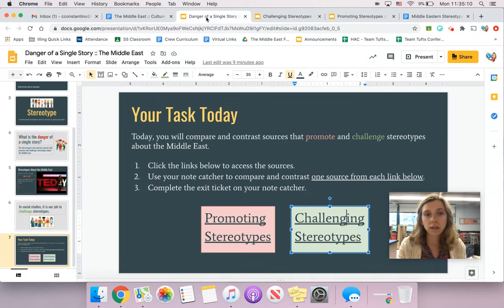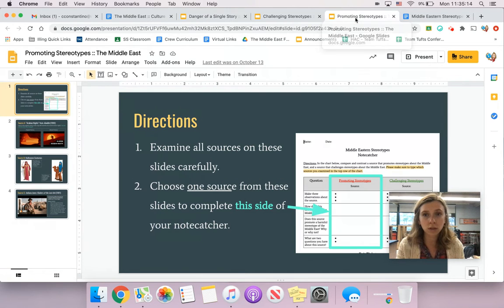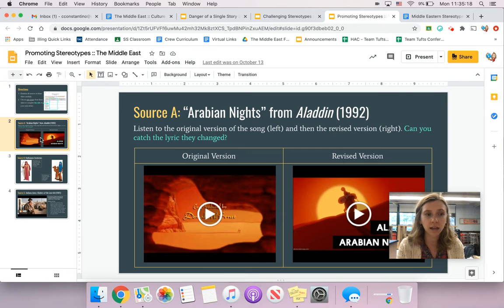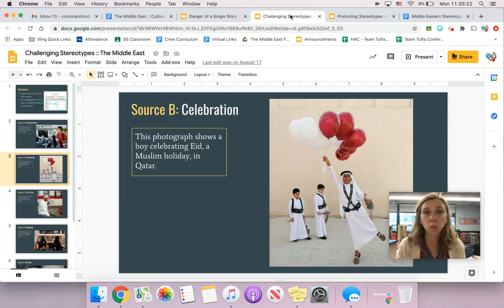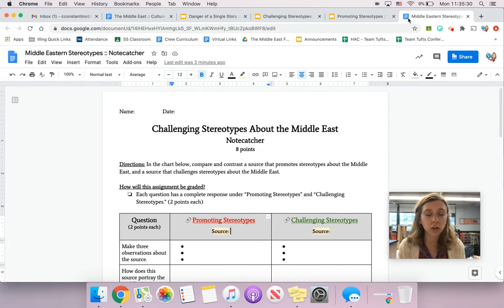Now, if we go back to the directions, your task is to choose one source from the promoting stereotype slides. So it could be the one from Aladdin, or the costumes, or the Indiana Jones, and one source from the challenging stereotype slide. So it could be any of these photographs. You're going to choose one from each. And in this note catcher, you're going to compare and contrast them using this chart.